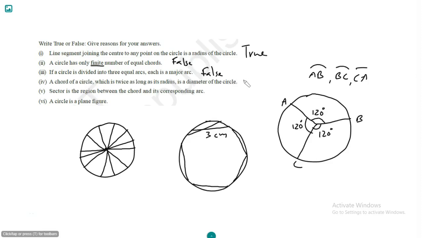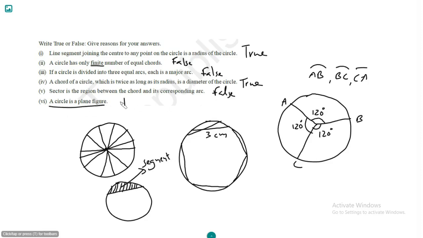The chord of a circle which is twice as long as its radius is the diameter of the circle. That's obviously true because you know that a diameter is a chord that's twice the length of the radius. Sector is the region between the chord and its corresponding arc. Is that true? So what do you call the region between a chord and the corresponding arc? So let's have a chord here. This is the area between the chord and the corresponding arc, and this is called a segment, not sector. So this is false.